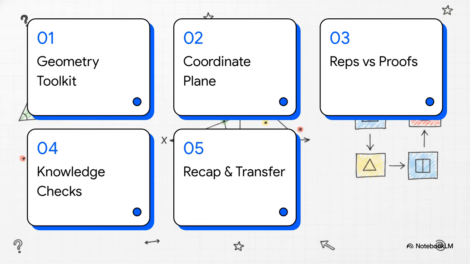Here is our agenda for today. First, we'll build our geometry toolkit. Second, we're mapping the coordinate plane. Third, we'll look at representations versus proofs. Fourth, we'll do some geometry knowledge checks. And finally, a recap and transfer question.